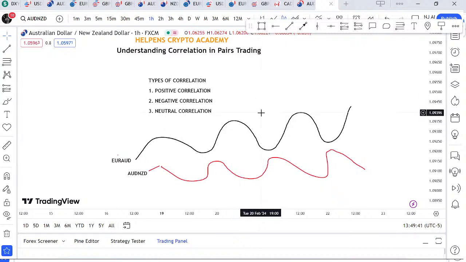So two pairs are said to be negatively correlated if they are moving in different directions, if they are moving in the opposite direction. When one goes up, the other one comes down the same way like that. So we are going to go to the chart quickly and see this example for ourselves.